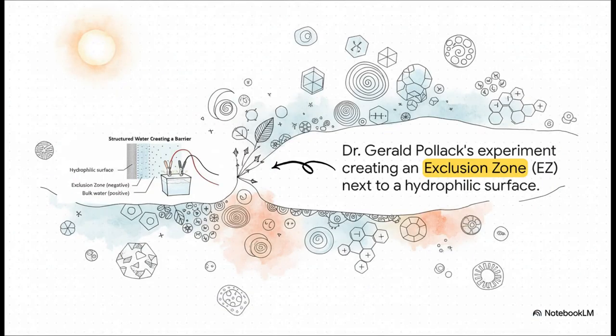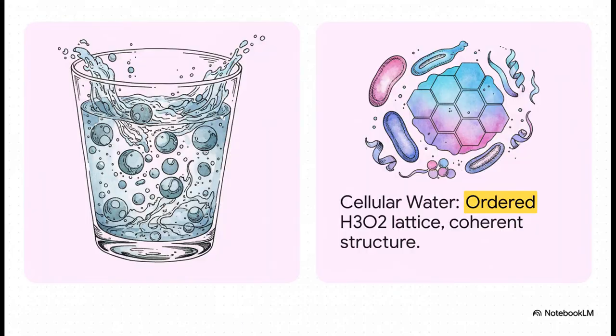And this isn't just theory. Dr. Gerald Pollack's work at the University of Washington is foundational here. He showed that when water meets a hydrophilic or water-loving surface, like the proteins in our cells, it spontaneously organizes itself into this exclusion zone. And that's the whole game right there. The water in a glass is just H2O, but the water inside your cells, this easy water, actually has a different chemical formula, H3O2. It's negatively charged, creating a separation of charge that effectively turns our cells into tiny batteries, powered by radiant energy, like sunlight.